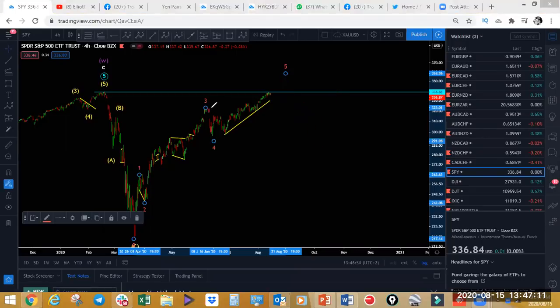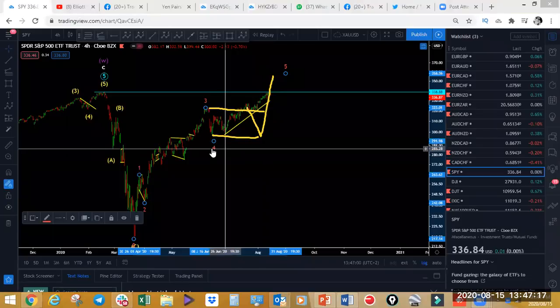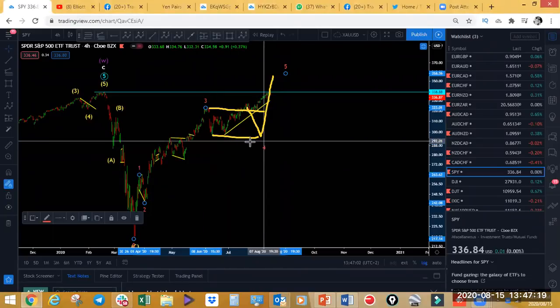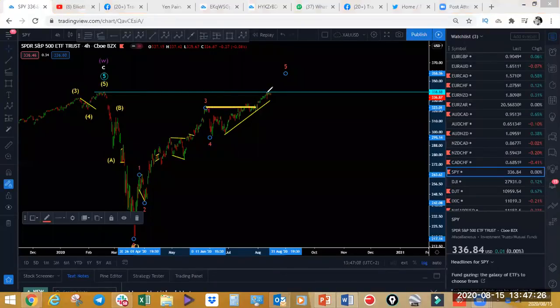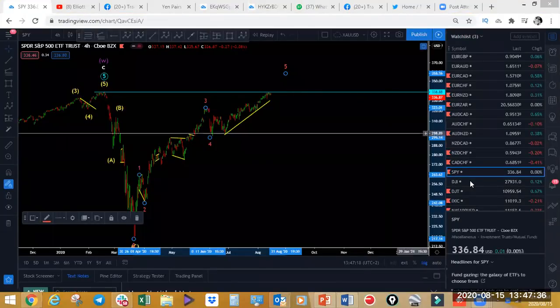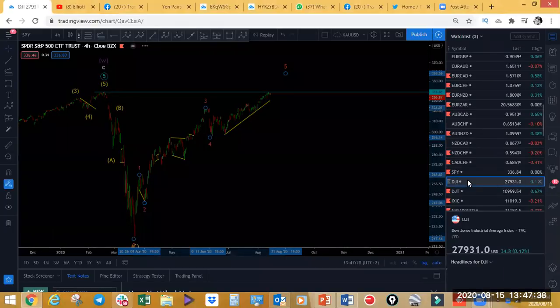Initially, we expected this to be a wave 4 here. We expected this as a pullback, and our wave 4 was going to be a flat. We have changed that view because this has now broken higher. The indicator is showing us that from here we're still going to push a little bit higher. So let's see, if we push up higher, are we still going to get the deeper correction? We'll see if we get any signs of reversal from that level.